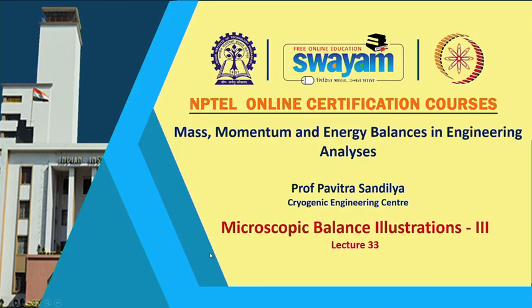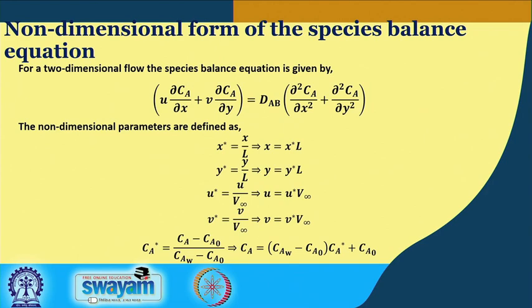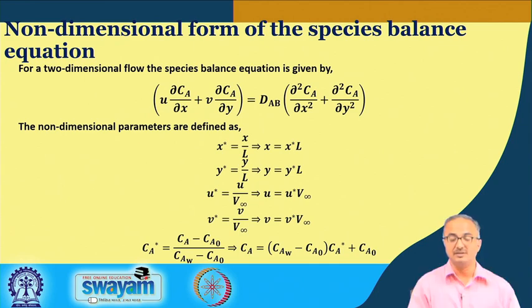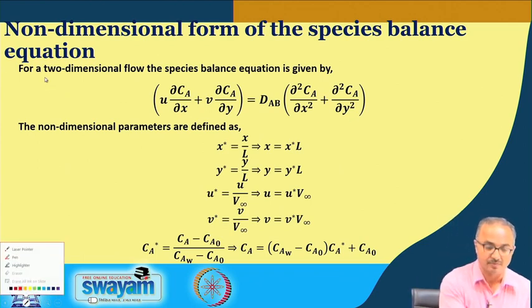Welcome. Today we shall look into some more illustrations on the microscopic mass balances. As we have done in our earlier lecture, we took the steady state two-dimensional momentum balance and the energy balance. Now we are going to deal with the species balance, or the component material balance. Here we have a steady state two-dimensional species balance in a flowing system.